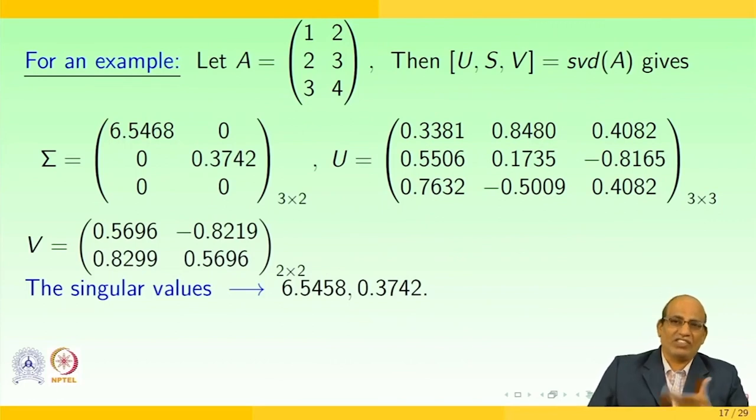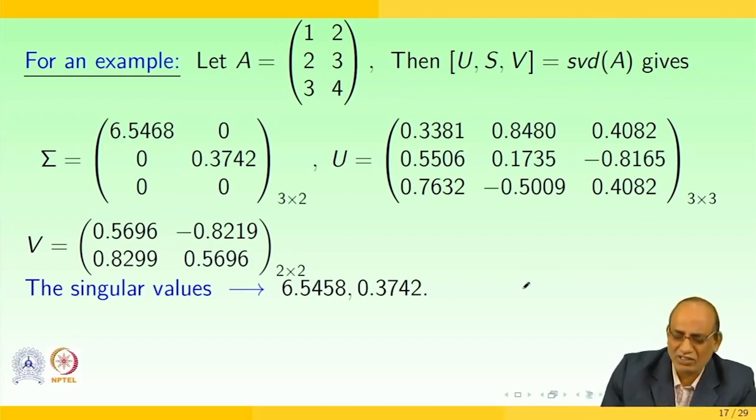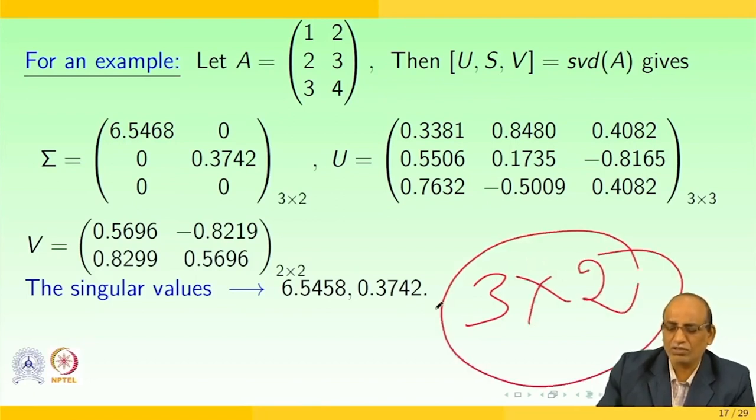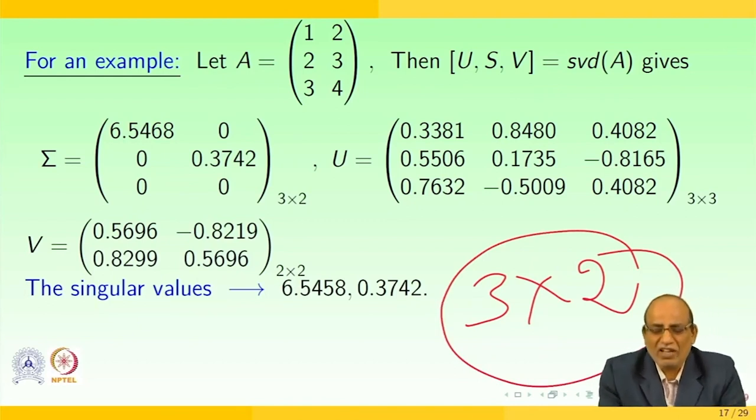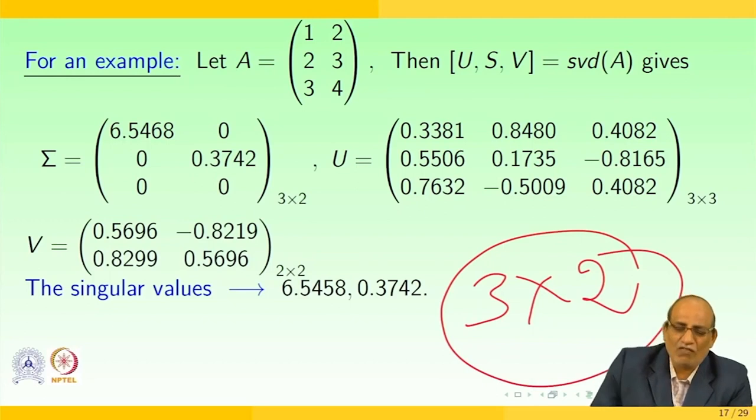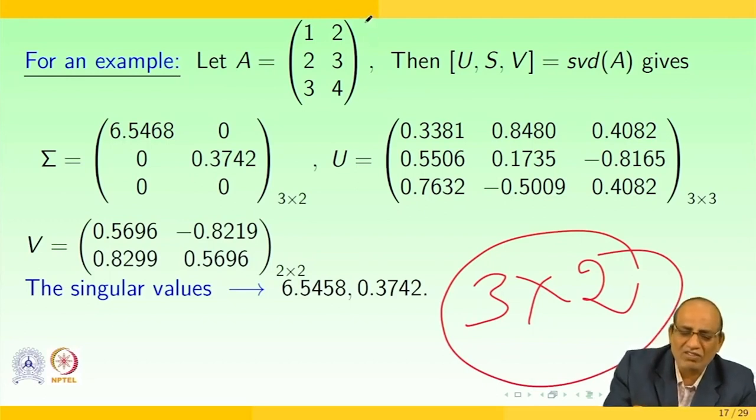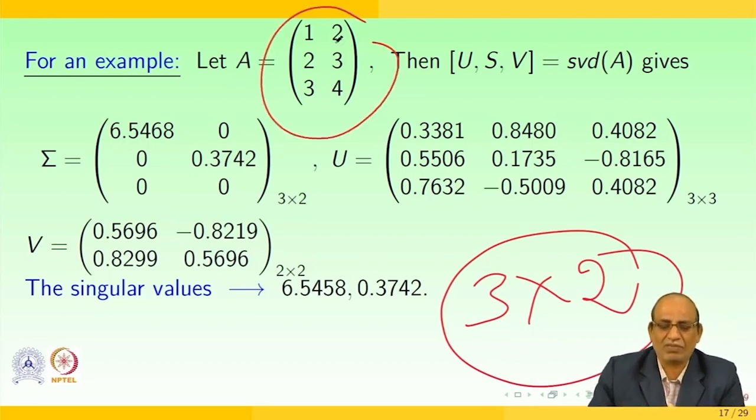Now, for the sake of illustration, in the previous case what we did was a very general case. Let's go to a very specific case. You have the matrix with three rows and two columns, a 3 by 2 matrix. So now let us compute what the SVD is for this case. I wanted to find out the values of U, sigma and V.